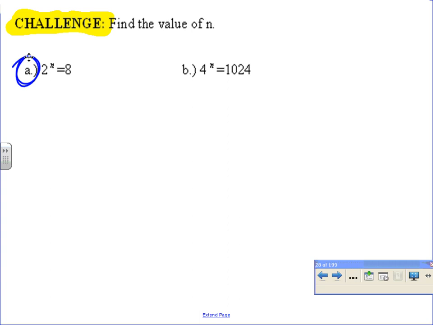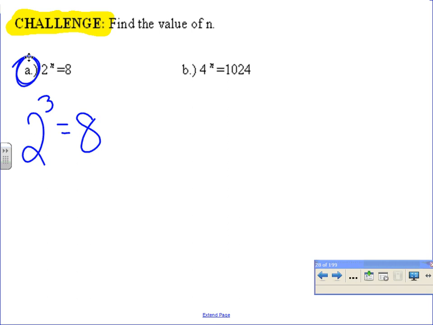Emma H. Good job. 2 to the third power equals 8. You will have problems like this on your first quiz where you need to find, well, what should the exponent be to get the answer that is up there? 2 to the third is 8. 2 times 2 times 2 is 8. Okay, letter B, a little bit harder. 4 to the what is 1,024?